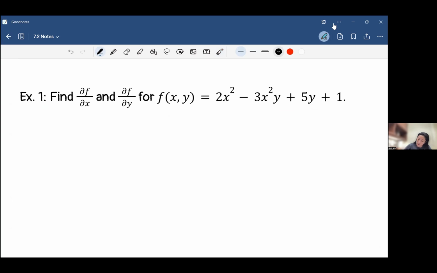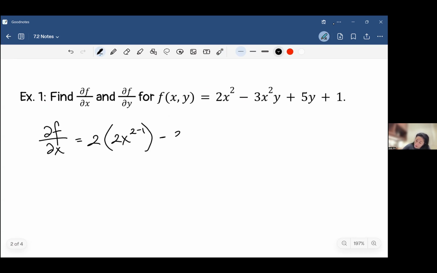Okay, so let's go ahead and find our partial f partial x first, okay? Now, all we're going to do is we're going to take our equation, and everywhere we see an x, we're going to treat that like a variable. And then all of the y's we're going to assume are like constants, okay? So let's start with our 2x squared. That's going to be 2 times 2x to the 2 minus 1. So I'm going to use my power rule there.